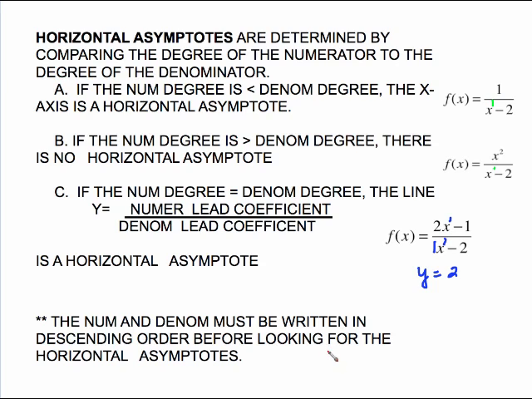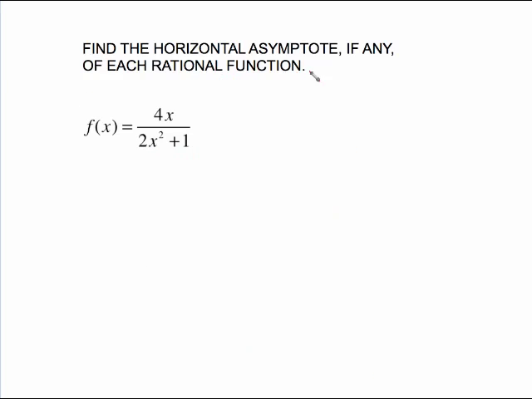Most of the time, in most books, they are in descending order, and you don't have to worry about that. But every now and then, it gets tricky and it's in a different order. So be sure you are looking at them in descending order before you try to name the horizontal asymptotes. Try to find the horizontal asymptote, if any, of each rational function.